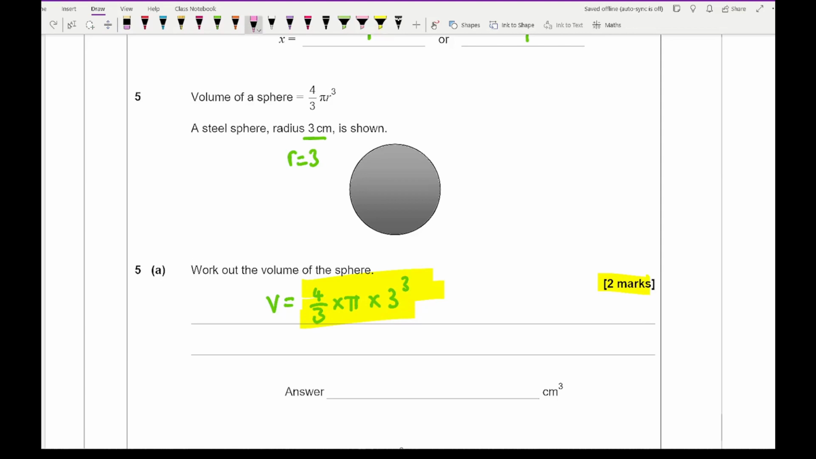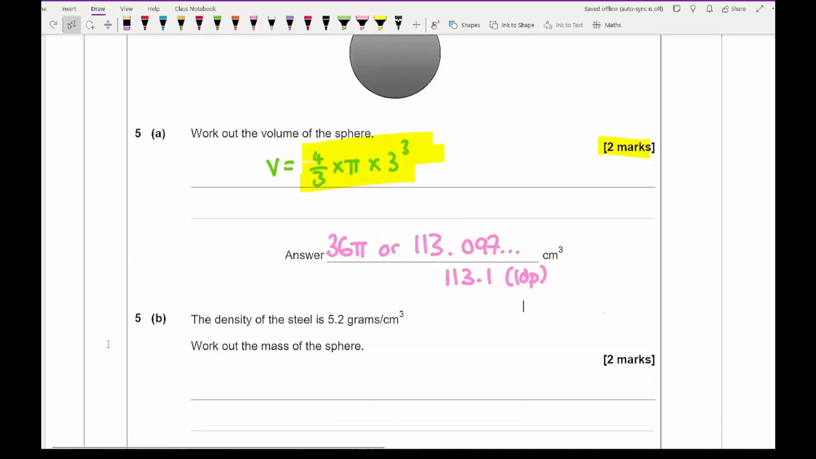And then if I type that all into my calculator, I get an answer of 36 pi, or you could write it as a decimal, which is 113.097, and then it's entirely up to you whether you want to round it. So you could have 113.1 rounded to 1 decimal place. So any of those answers would be absolutely fine.